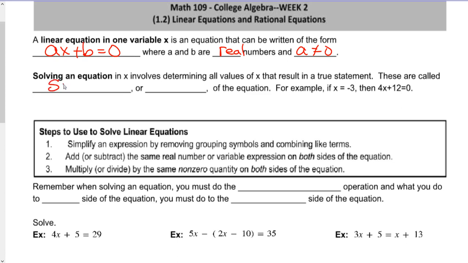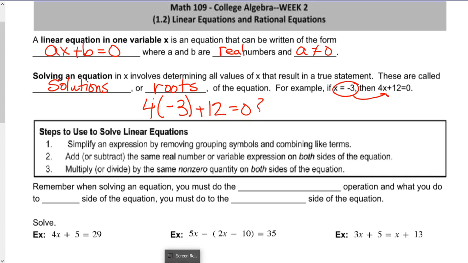These are what we call solutions to our equation, or sometimes they're referred to as roots, what makes that value true for the equation. For example, if x equals -3 is a solution of this equation, that means if I replace the x with that number, we should get a true statement. So it should equal 0. Well, does it? 4 times -3 is -12, plus 12 does equal 0. Therefore, -3 is definitely a solution to that equation.